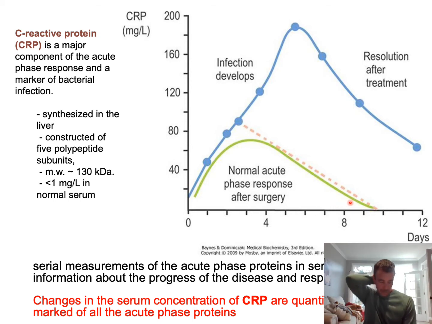So people use C-reactive protein as a measurement of acute phase proteins. It gives you useful information about both the progression of a disease as well as a response to a treatment. The changes in the serum concentration of CRP are quantitatively the most marked of all the acute phase proteins. It's very easy to measure, and as you can see, it has a pretty big dynamic range, so it's a good indicator for, again, progress of disease and response to treatment.